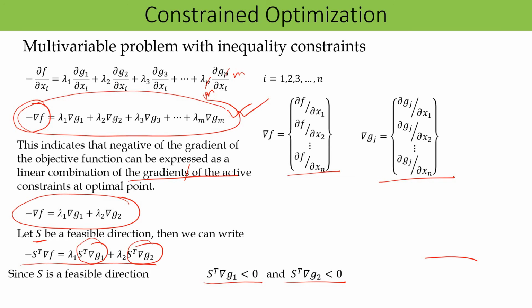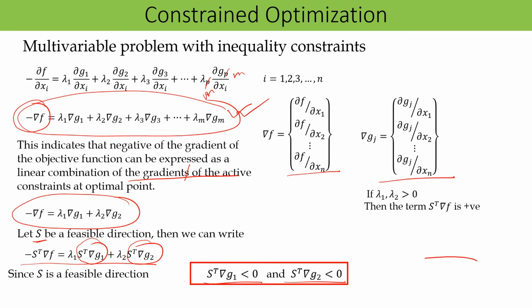Now if lambda 1 and lambda 2 are greater than 0, that means lambda 1 and lambda 2 are positive, then what will happen? s transpose del f will be positive, is it not? Since s transpose del g1 is negative and s transpose del g2 is negative, if lambda 1 and lambda 2 are positive, this term will be positive. Positive means that s is a direction of increasing function value with respect to the objective function. I hope this is clear. So s is a direction of increasing function value.